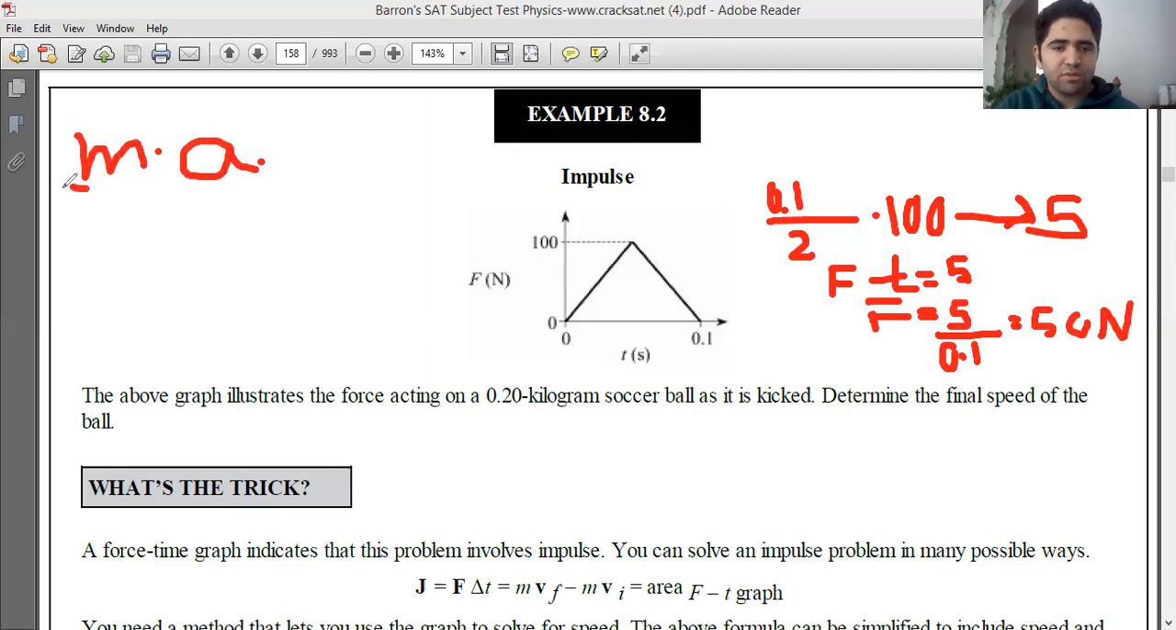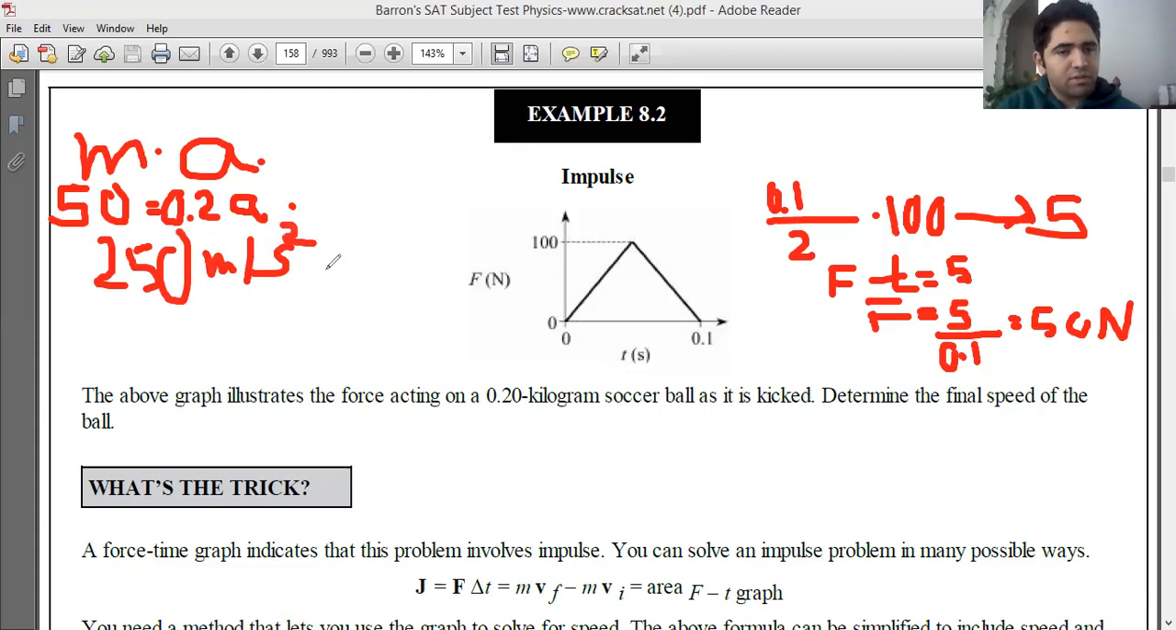So 50 equals the mass, which is 0.2 given in the problem, and the acceleration is unknown. So let's find the acceleration. 50 divided by 0.2, acceleration is 250 meters per second squared. Okay, that's the acceleration, and we need the final speed. The first law of motion says Vf equals Vi plus at.